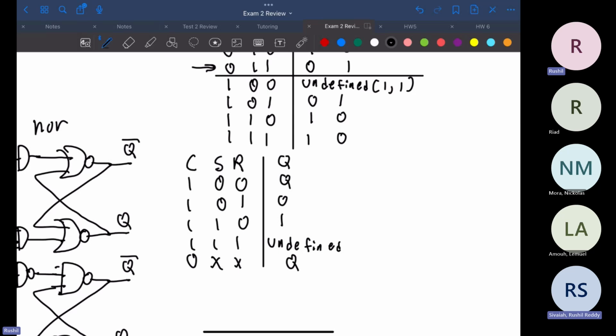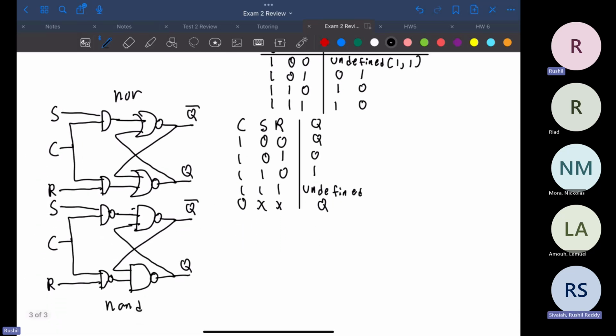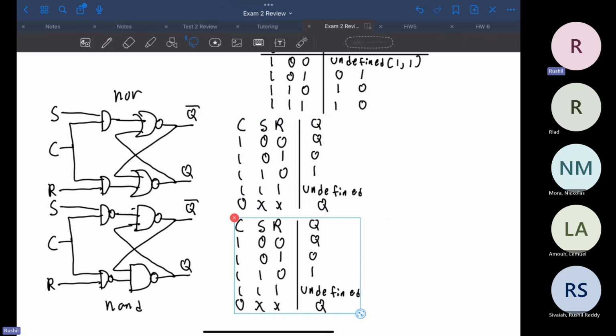And this will also be Q. I feel like I spelled that wrong. I guess that's right. Okay, and then I think that's basically it for the latches. Or I guess I can do the same thing for the one below it.